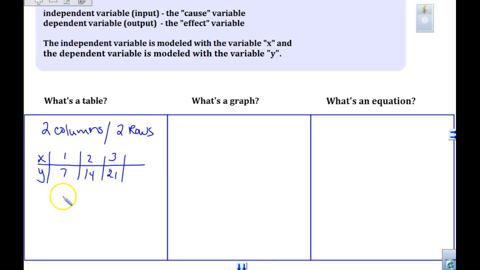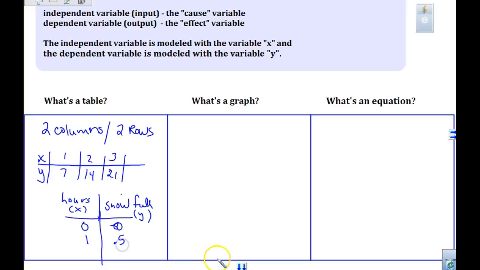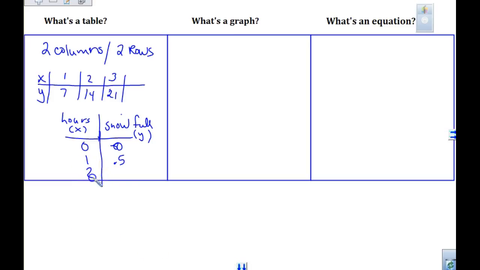Another way you could see that is you might see hours as our X, and this might be our snowfall. And this would be our y variable, our dependent. And I might have 0 hours, we didn't have any snow, and then it started snowing, and we're getting a half inch an hour. So if this is 1 hour, I'd have 0.5. And if I had 2 hours, I'd have 1 inch. And if I had 3 hours, I had 1.5.